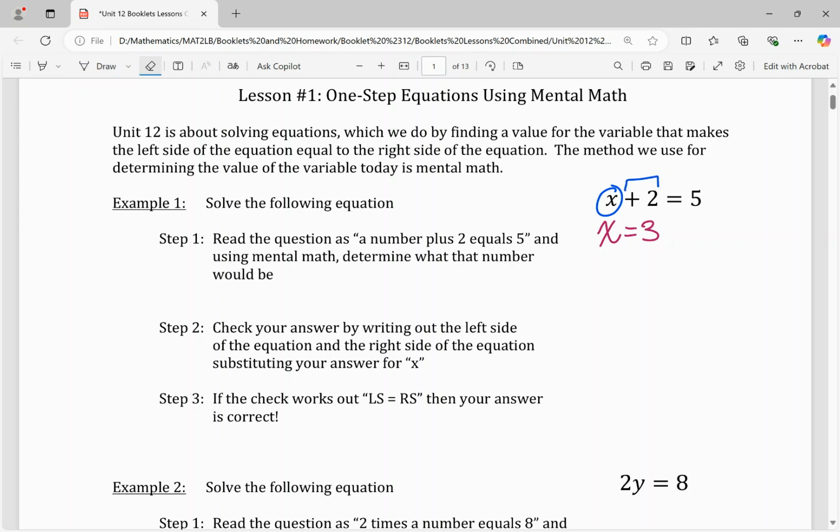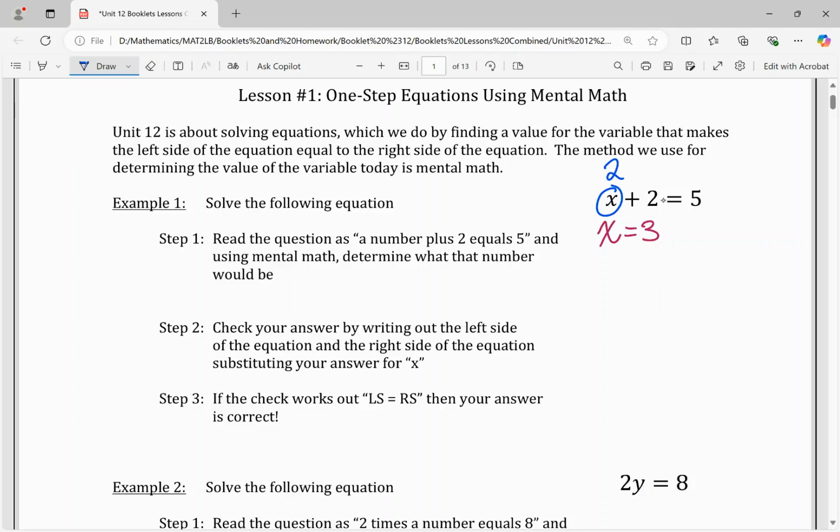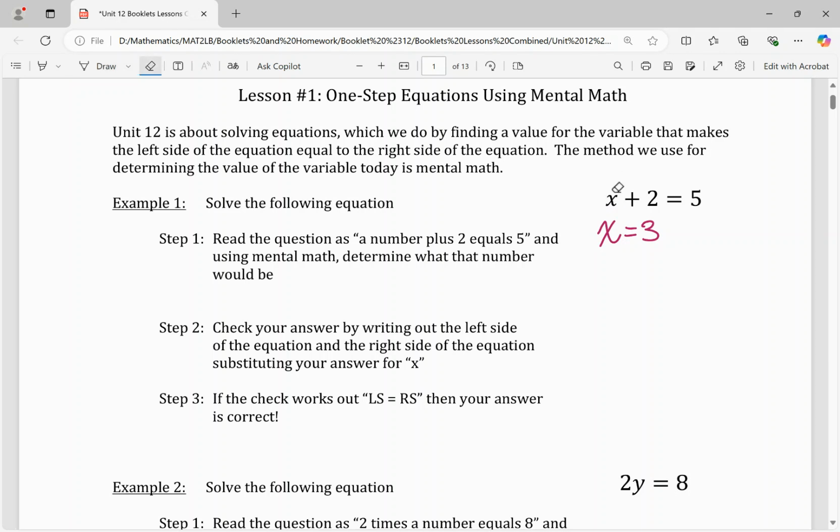But again, if you struggle to make that connection, you can do some guess and check, right? You can maybe plug 2 in for x and say, okay, is it 2 plus 2? Well, no, 2 plus 2 is 4, not 5. That's too small. So let's go up a little bit. Let's go to 3 and let's try that. And that brings me to my next point, which is how to check that your answer is right.